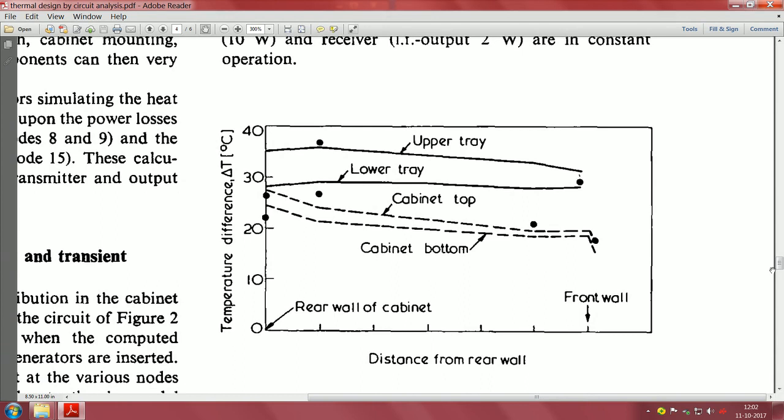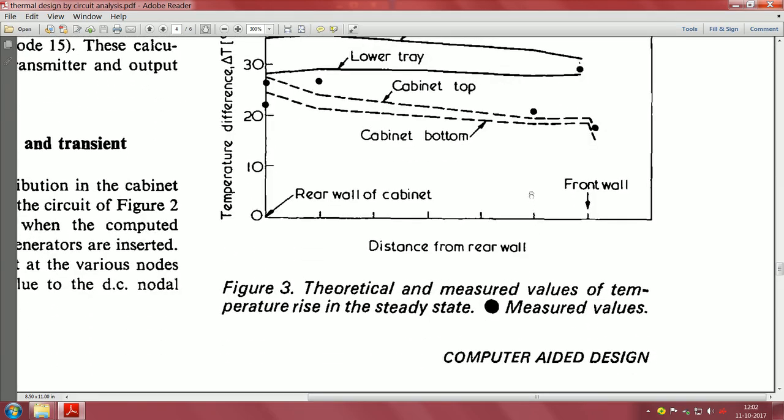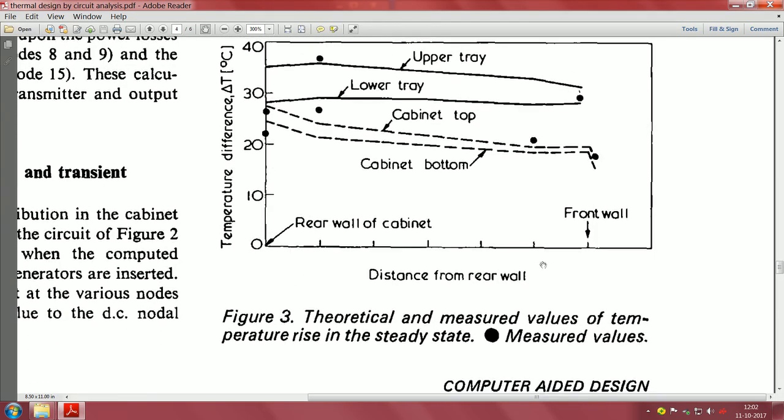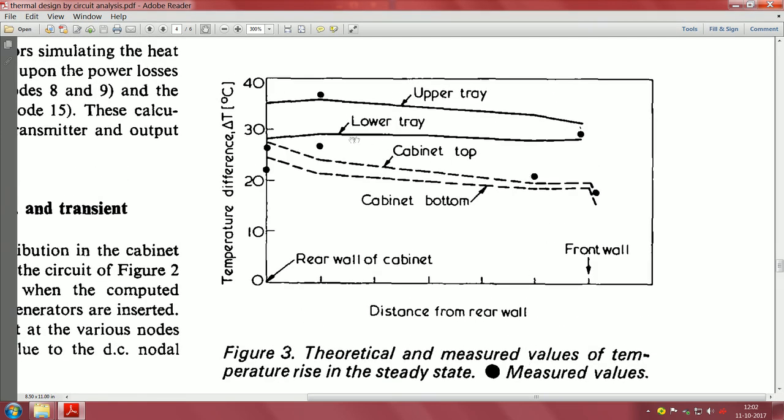The temperature difference in the upper tray with the distance from the rear wall, and then the rear wall of the cabinet, the various types of temperature differences have been plotted here. In the succeeding write up, it is seen that these dots are nicely very close to the computed values. So, once upon a time it was difficult.